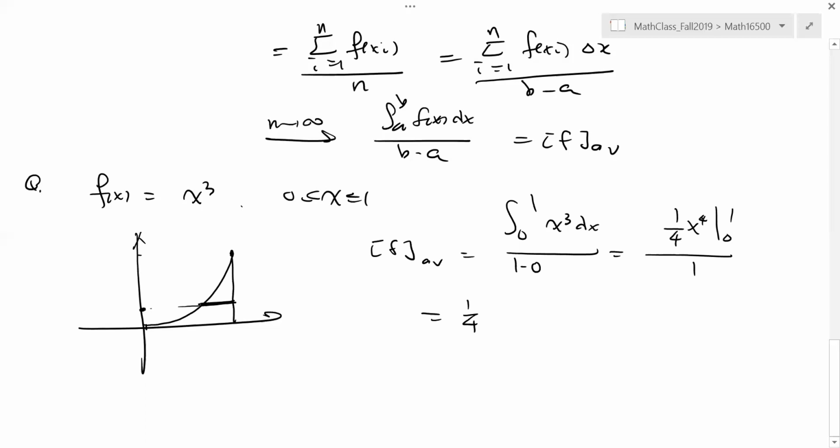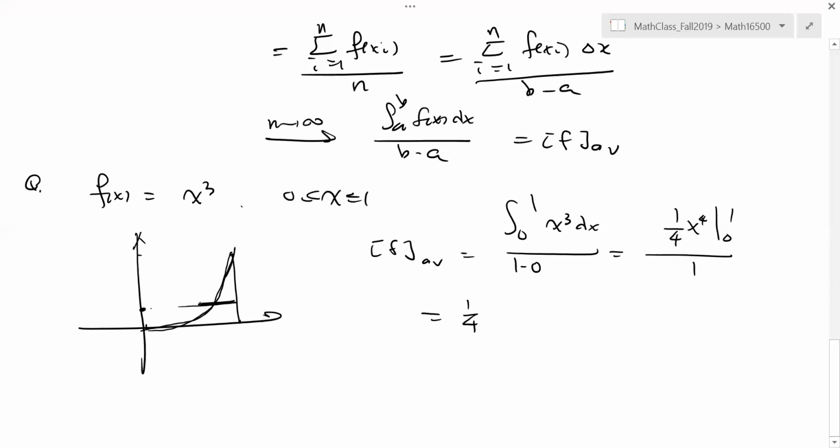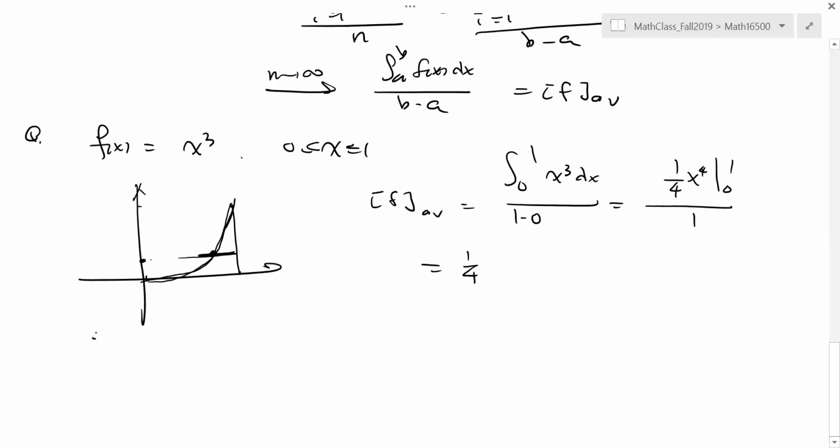So yes, it's possible. I did not draw the graph very precisely; it probably looks like that. Over the larger interval, the function is smaller than 1/4. That's the reason the average value is getting smaller and smaller when n is getting larger and larger.